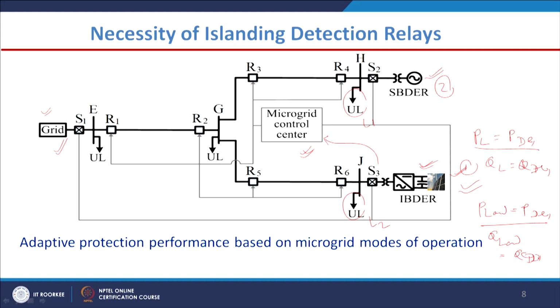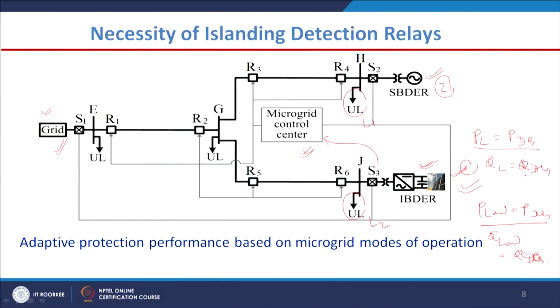So, it depends on the operating mode of the microgrid system, how many loads are switched on, how many loads are switched off, how many DGs are in working condition, how many DGs are off. So, it depends on the system operating condition. Based on that we can say whether PL is equal to PDG or QL is equal to QDG or not. If PL is not equal to PDG, then what will happen? This PL minus PDG is our delta P, the active power mismatch.